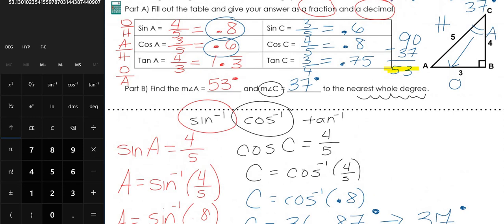So it makes sense. Either you find one angle and subtract it from 90 to find its complement, or you go ahead and do your inverse trig ratio again. Okay, that completes page 17. We're more than halfway done.